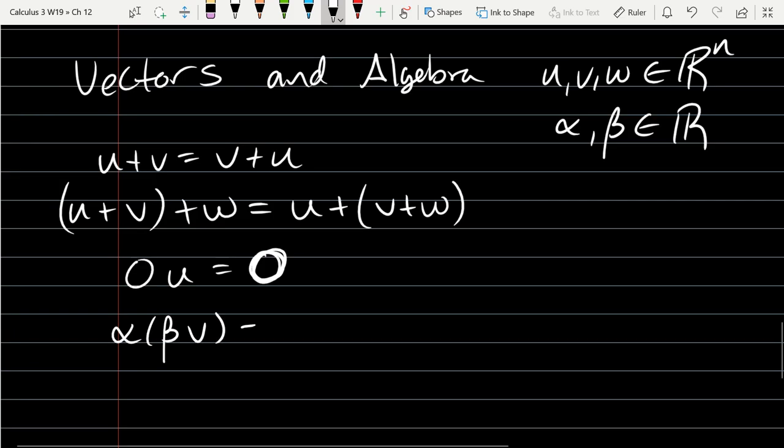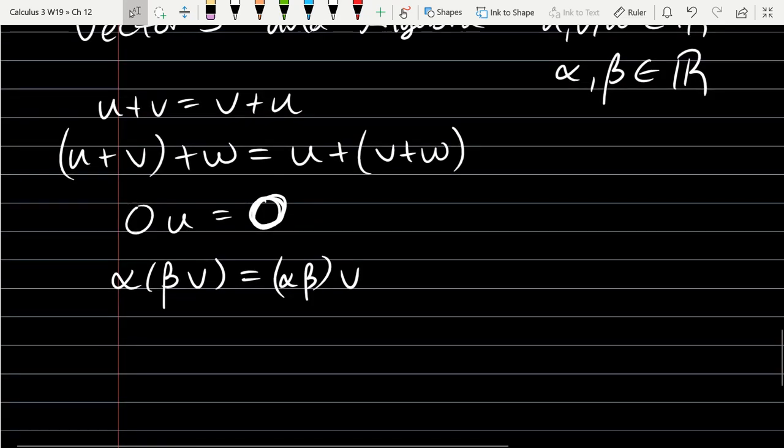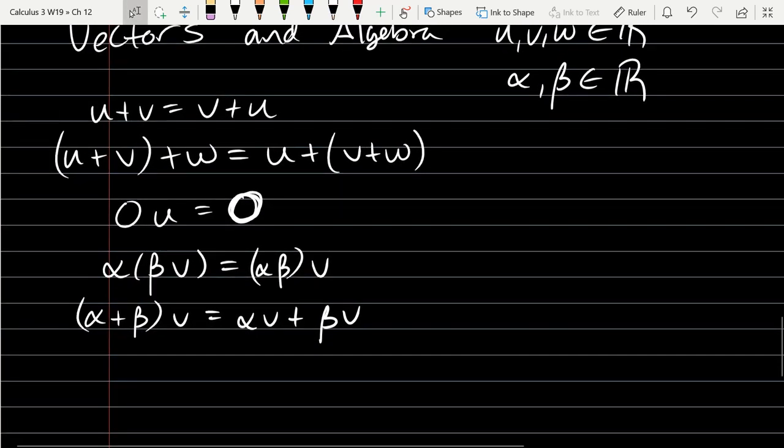And we have associativity of scalar multiplication, where we can reassociate our scalars. If we add the scalars together and then multiply, that's the same as multiplying our scalars and then adding the two vectors. So we'll call this the distributive property.